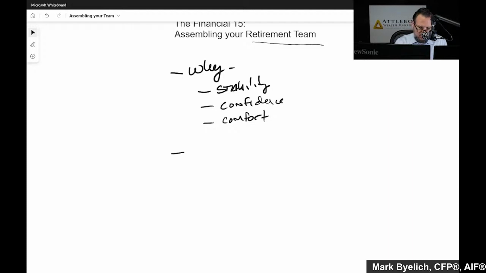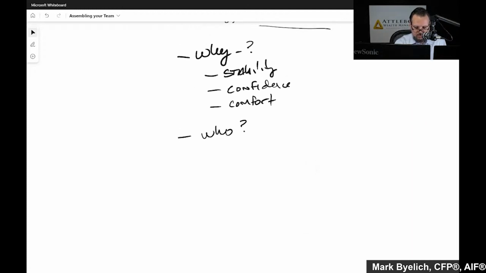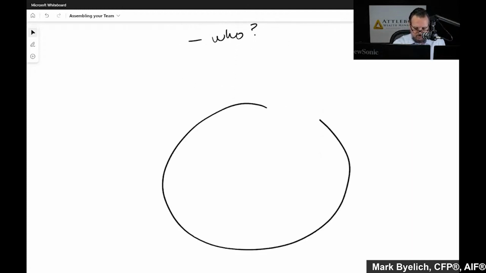So then the who. You have the why, and then you have the who. So I always like to do this as a circle. So let's draw your circle here. And you really need three key folks, right? And I'm going to say the first one is a qualified financial advisor. In no particular order, you could start anywhere, but most people start here, honestly. There are certainly exceptions, but most people start with their financial advisor.